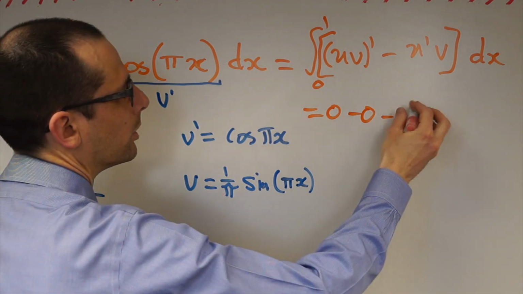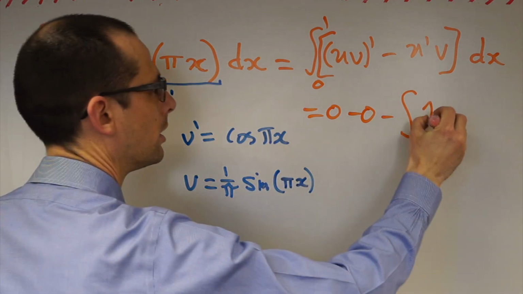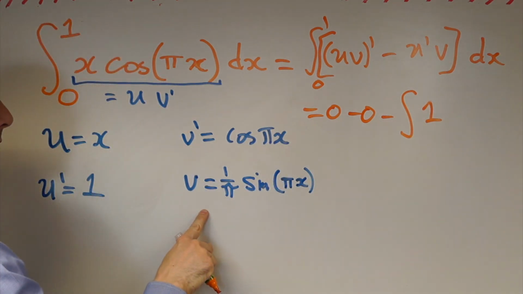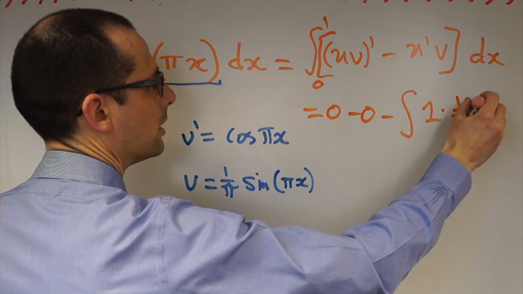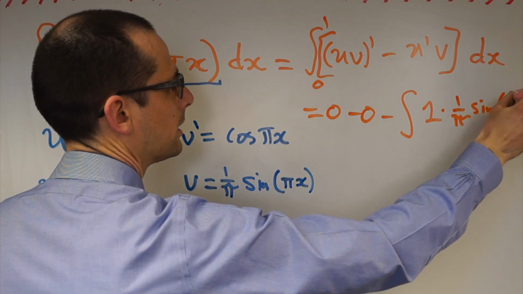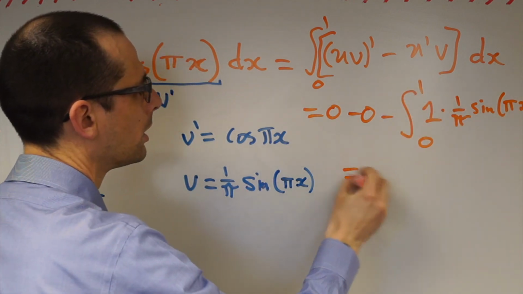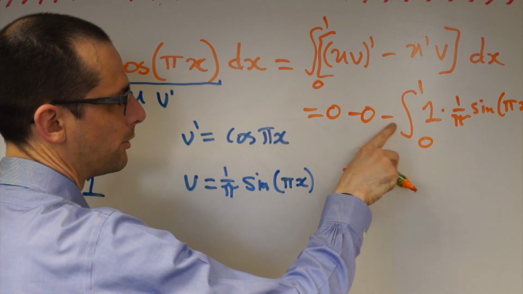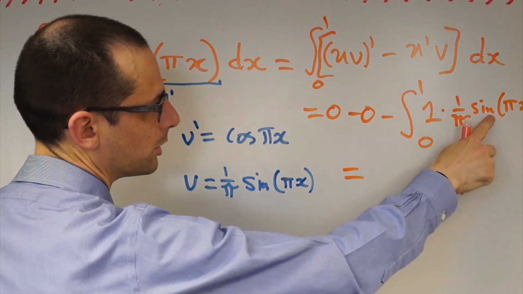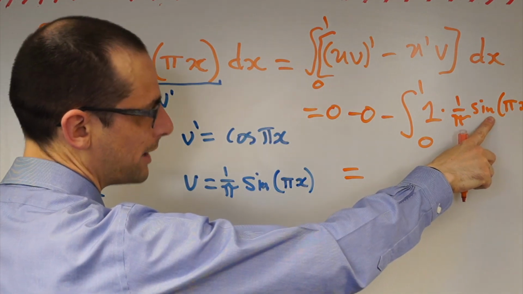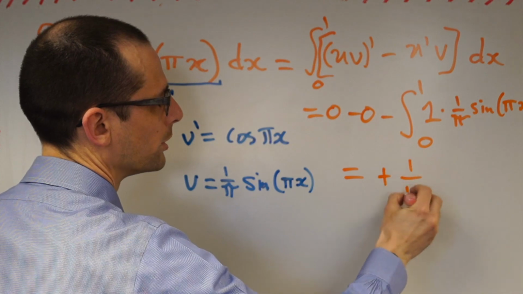And then we're subtracting off now the integral of u prime, which was 1, times v, which was this 1 over pi sine of pi x. And that's from 0 to 1. So then we have an integral of minus sine. The integral of sine is going to become a minus cosine, so the minus will cancel. We'll end up with positive 1 over pi.